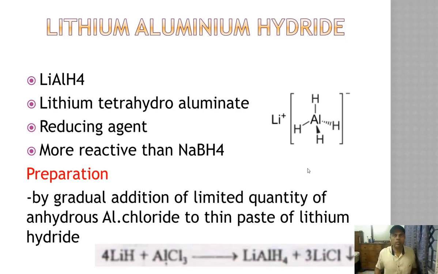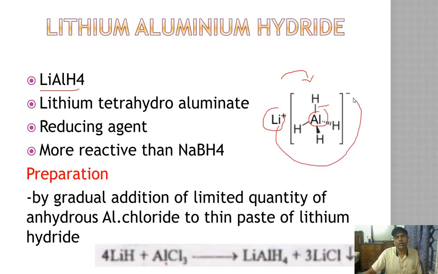Next is lithium aluminum hydride. This is also a metal hydride, like I told you before. This is the expanded structure, like the sodium borohydride. Here is the lithium. Here is the aluminum. This is the covalent bond, and these are the ionic bonds. So it is more reactive than sodium borohydride. It is a stronger reducing agent than sodium borohydride.